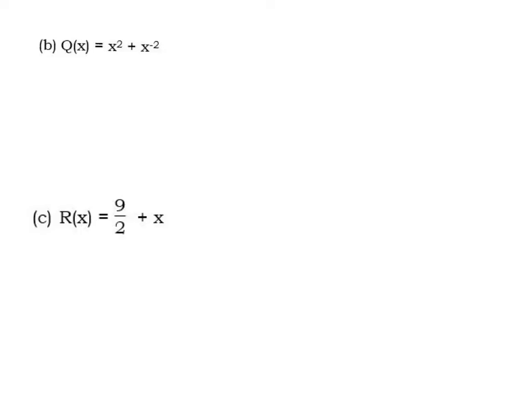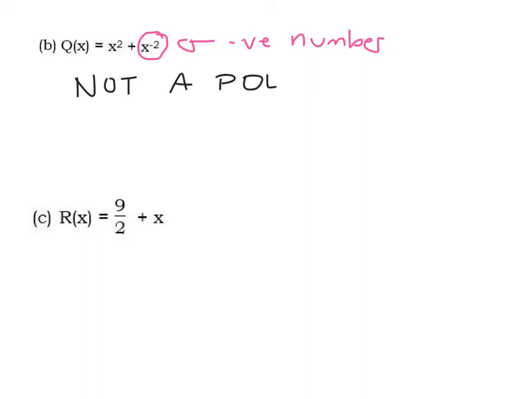Part B, we've got q of x equals x squared plus x to the minus 2. Now before we worry about classifying it and putting it in order of highest to lowest power, the first thing we need to consider is, is it a polynomial or not? And remember, for it to be a polynomial, all of the powers need to be positive whole numbers. So the x to the minus 2, it's a negative number. So this is not a polynomial. And that's where that question ends.